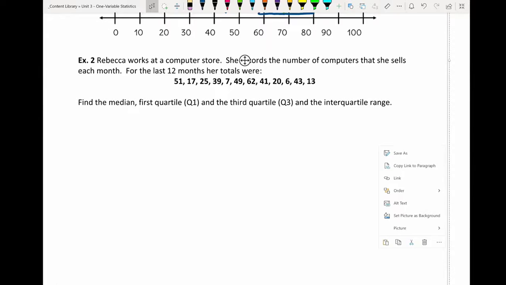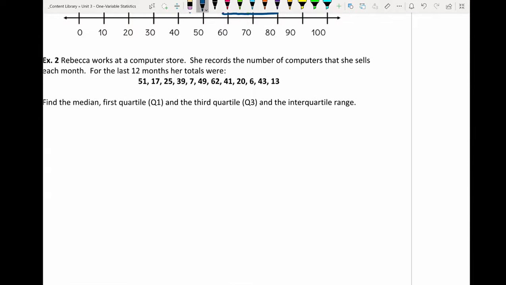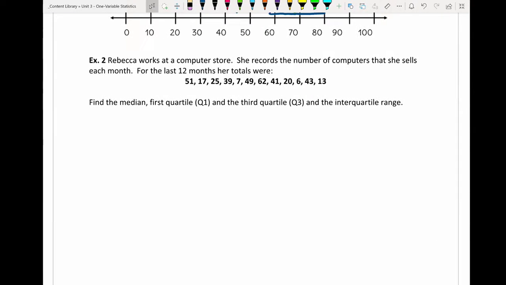Example 2. Rebecca works at a computer store. She records the numbers of computers that she sells each month. For the last 12 months, her totals were listed below. Find the median, the first quartile Q1, the third quartile Q3, and the interquartile range.